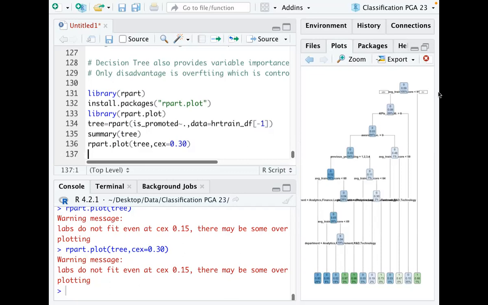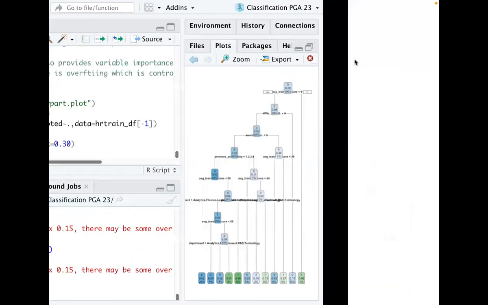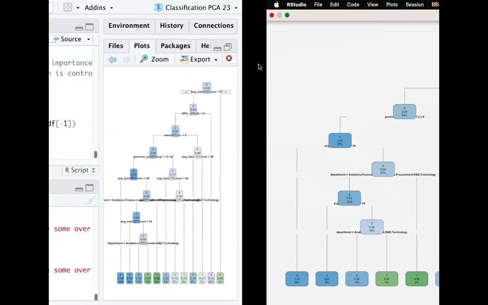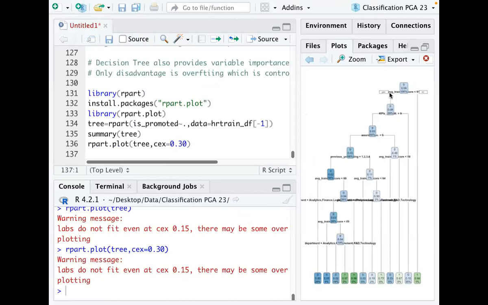Yeah. So see, one rule is like this. If the average training score is less than 90.5, yes or no? If it is not less than 90.5, you can see the line here, it is straightaway going to the end point, to 1. That means he'll be promoted.